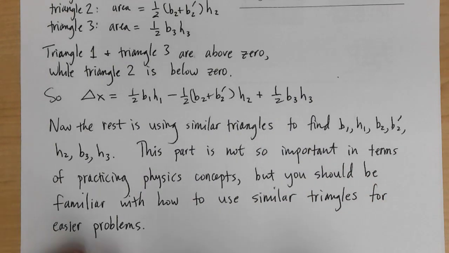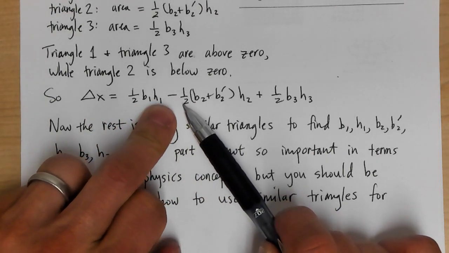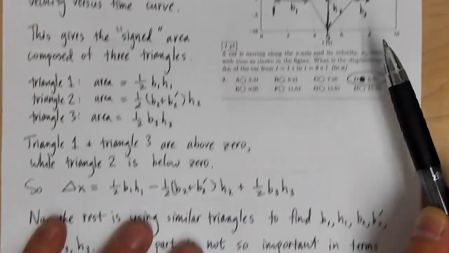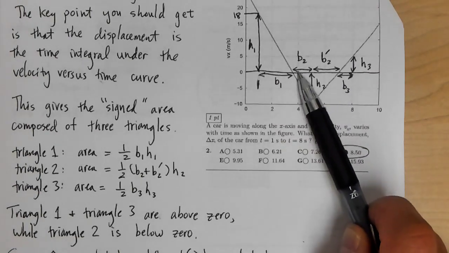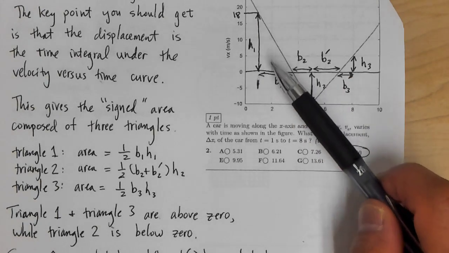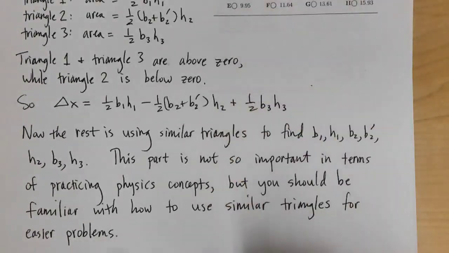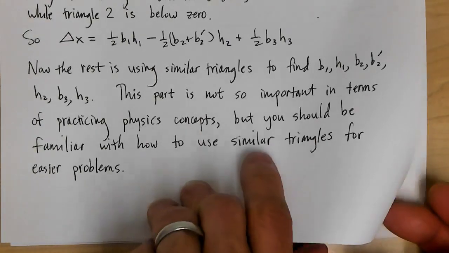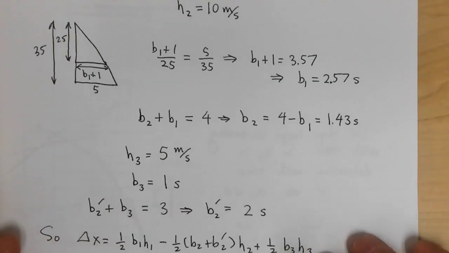And so in the end, delta x will be 1/2 b1 h1 plus negative 1/2 (b2 plus b2 prime) h2 plus 1/2 b3 h3, where everything's defined here. Now the rest is just trying to figure out what b1, b2, b2 prime, b3, h3, h2, h1 are. That's all geometry. I don't consider this an essential part of the physics practice stuff, but it's all from similar triangles. How do you get all these things? Let me just show you.